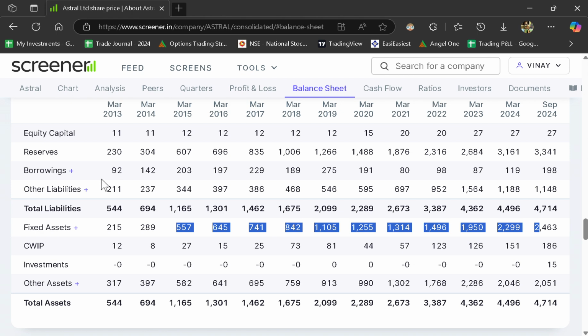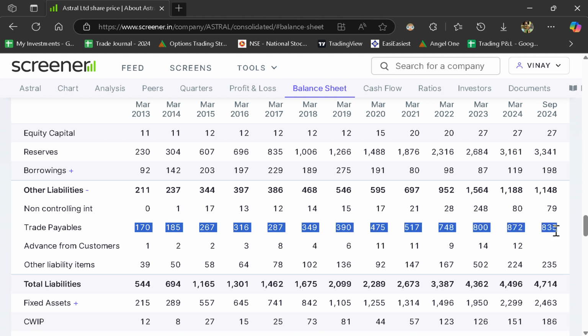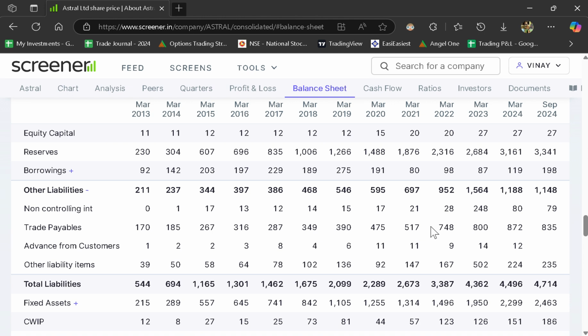And trade payables, that means the company is taking goods from the suppliers and is able to convince them to be paid as late as possible. So they are having a better, I would say, trade power with their suppliers, that they are able to hold on to more payables, more money to be given to the suppliers for a longer duration. That is why this is increasing.